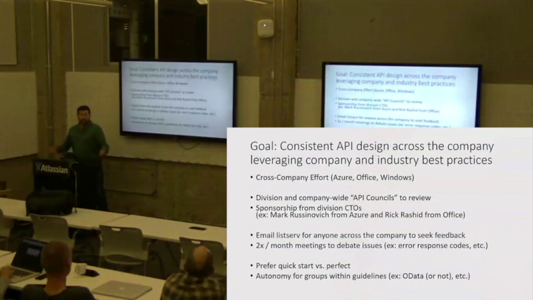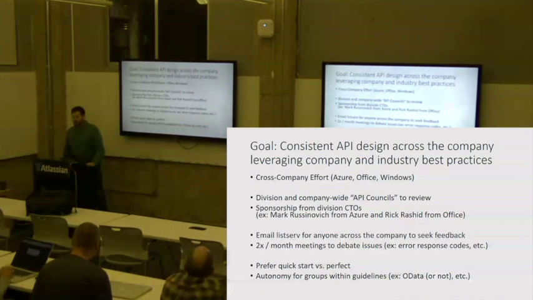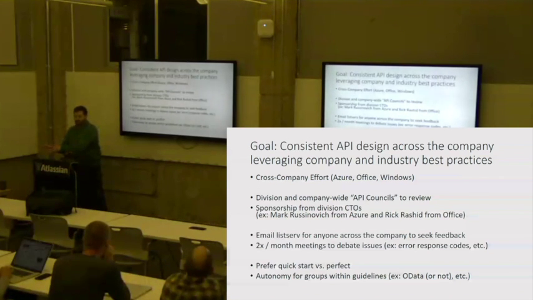And so back in 2014, we started a cross-company effort to set up API councils. For the Atlassian folks, you could imagine a Bitbucket API council or a Jira API council, and then possibly a cross-company API council, where we got together people who cared about the interface experience, and we thought about, how do we make this better? And we set up an email listserv for folks that had questions.